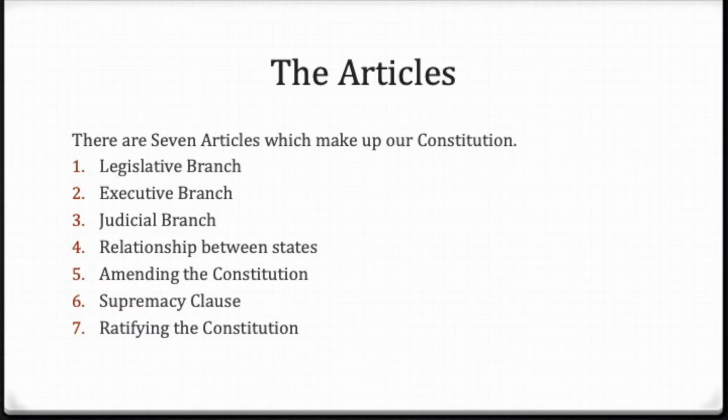The fourth article discussed the relationship between the states because, as you remember, under the Articles of Confederation, each state acted independently and therefore didn't get along. So now we're saying this is why you'll play nice. The fifth article, how to change the Constitution. This is adding amendments. The sixth article is the Supremacy Clause, and that states that the Constitution is the supreme law of the land. A constitution is a written form of government. The Constitution is the supreme law of the land. And finally, the seventh article, it talks about ratifying the Constitution and making it into law.